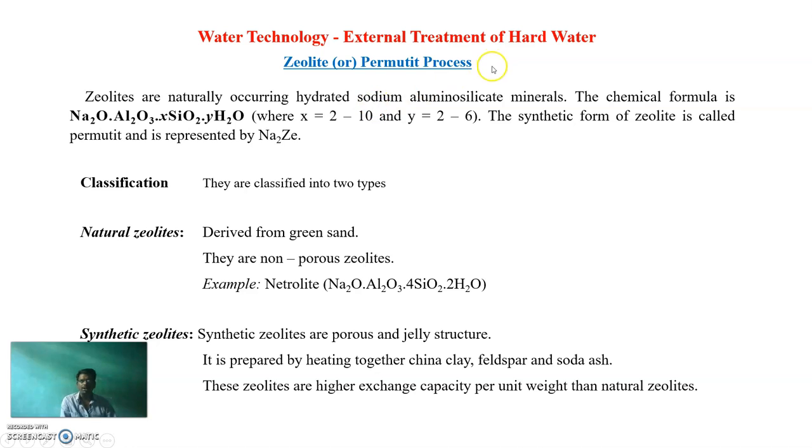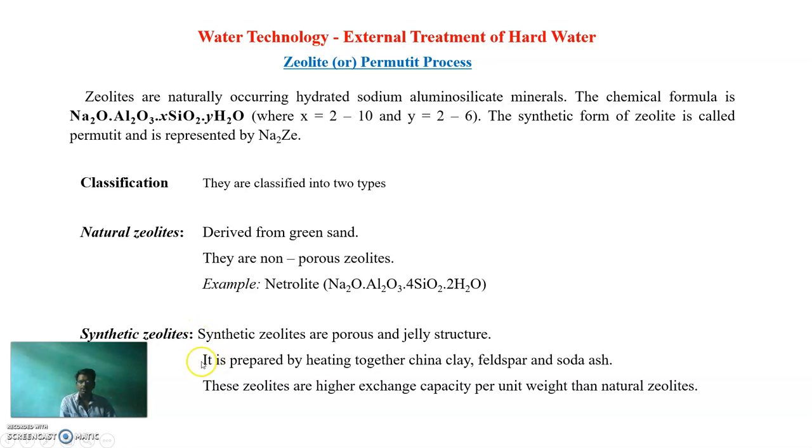So the first one is the zeolite or permutit process. Naturally occurring hydrated sodium aluminosilicates are called zeolites, and the general formula for zeolite is given here. If that zeolite is synthesized in a laboratory, then we call it a permutit, and the general formula for permutit is given here. Naturally occurring zeolites are obtained from green sand and they are non-porous, an example is natrolite.